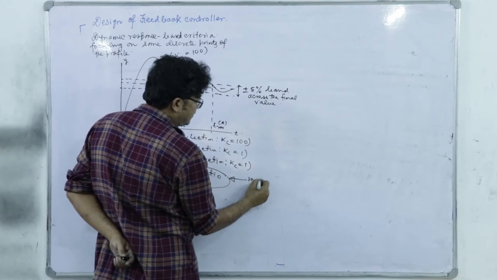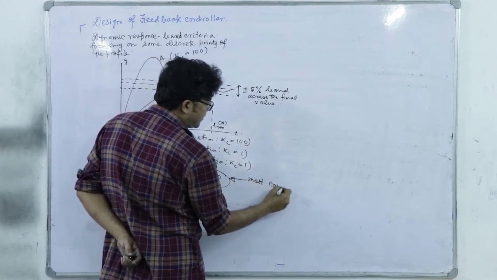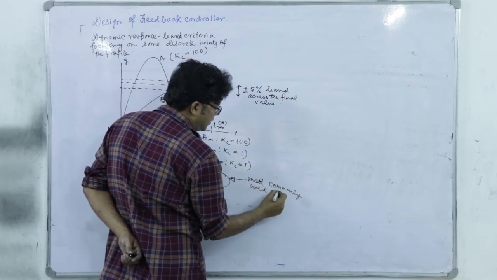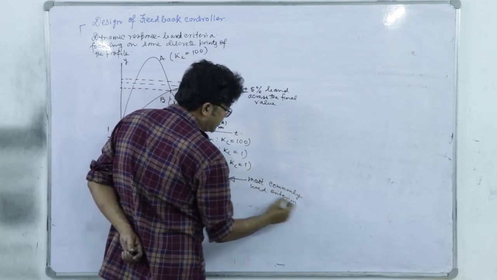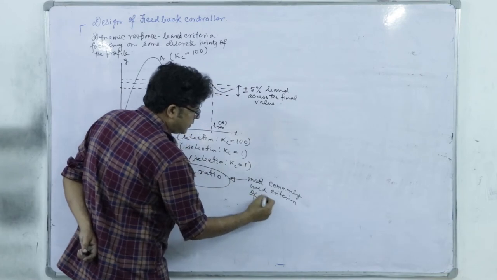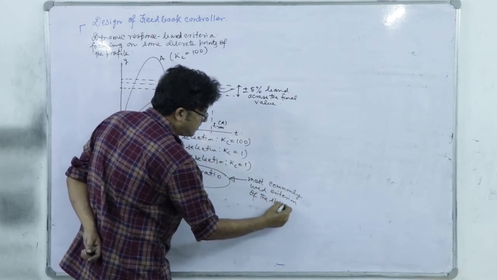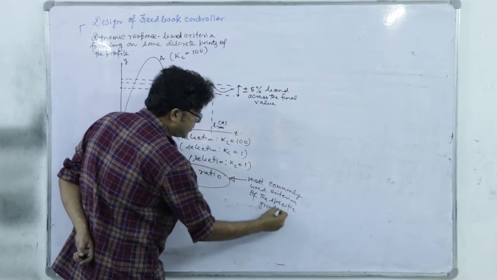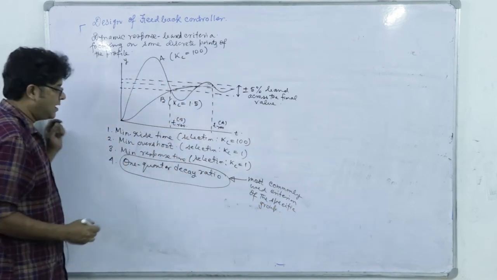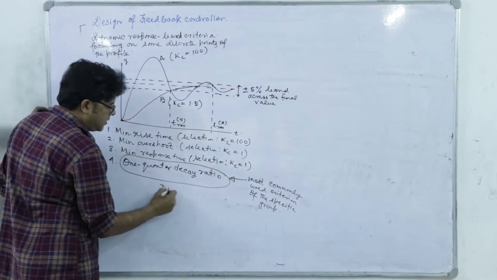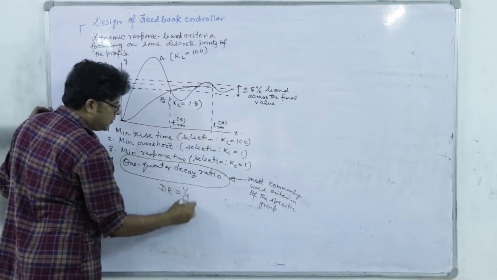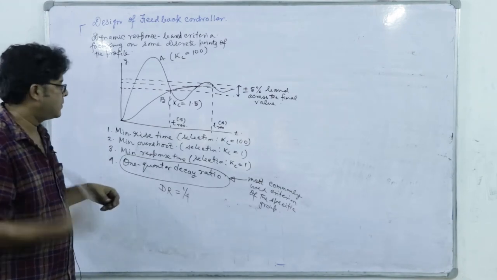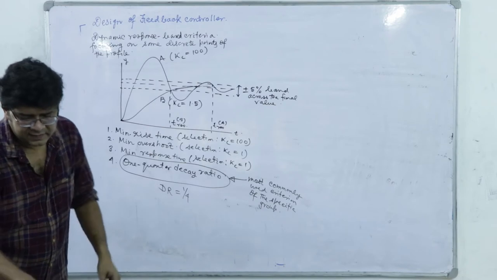This is the most commonly used criterion of the specific group, right? So 1/4 decay ratio means what? The decay ratio, we set it to be equal to 1/4. Okay. Now you see, let's have an example.